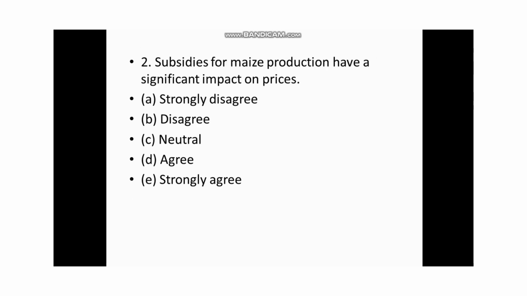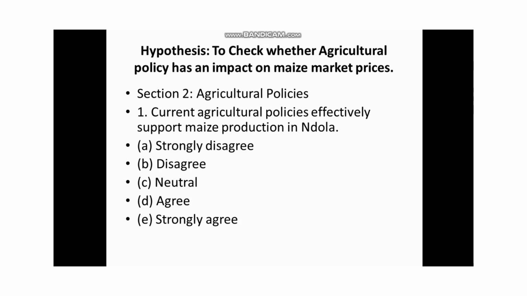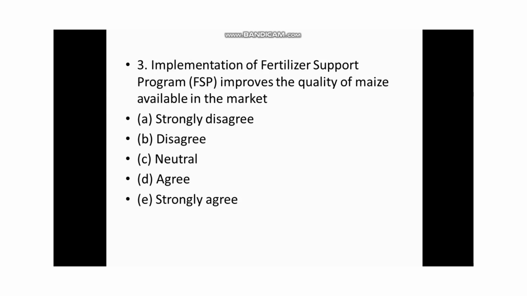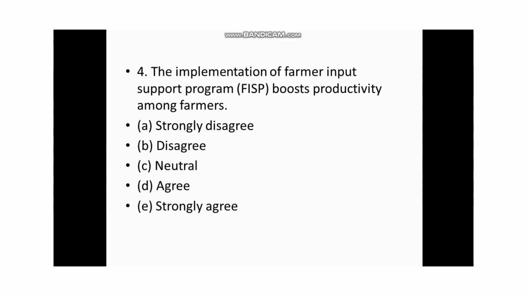So we have the second question. So the first question is for agricultural policies. The second question: subsidies for maize production have a significant impact on prices. So the second is for subsidy. The third: implementation of the fertilizer support program, FSP, improves the quality of maize available in the market. So this is for the fertilizer support program. And the fourth one: the implementation of the farmer input support program boosts productivity among farmers.